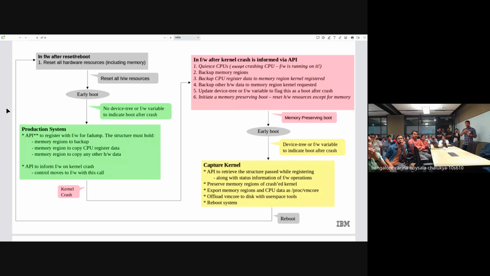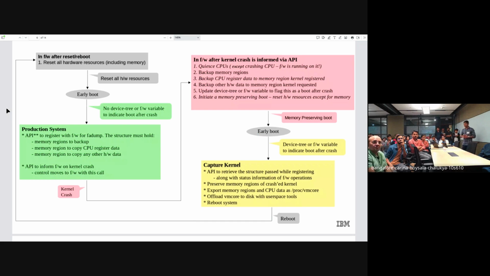First, we need an API to register for firmware assisted dump. Generally this API has things like what memory regions to preserve by the firmware. It also needs to allocate some memory for the firmware to put the CPU data in. Like firmware needs some memory, right, where it should put the CPU data, CPU registers and all. Those memories and any other hardware data which you might want from the firmware depend on your architecture. There can be things like metadata, what is the boot memory size, etc. And first was the API to register for FADM.